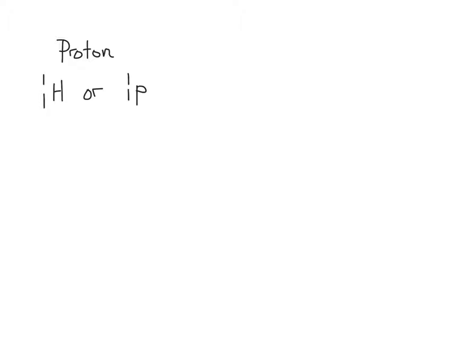The next subatomic particle is a neutron. Notice that a neutron has a mass number of 1 because it has no protons but 1 neutron. So 0 plus 1 is still 1. It has an atomic number of 0 because it has no protons. So here's the symbol for a neutron.